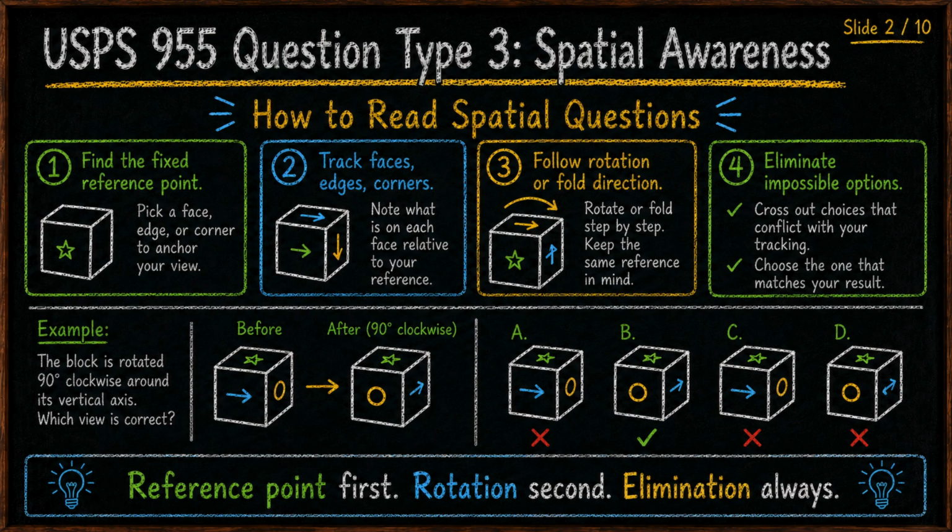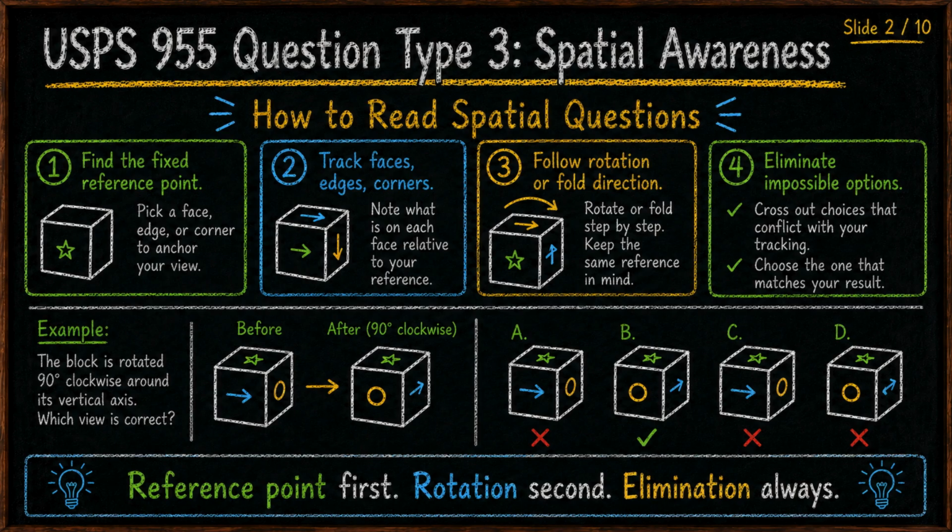Ask, what is above it? What is beside it? What touches it? What is opposite it? What moves when the object rotates? Then follow the rotation or fold direction. Do not jump straight to the final answer. Move step by step. If the object turns 90 degrees, imagine 1/4 turn. If it turns 180 degrees, imagine 2/4 turns. If it folds, ask which faces become adjacent and which become opposite.